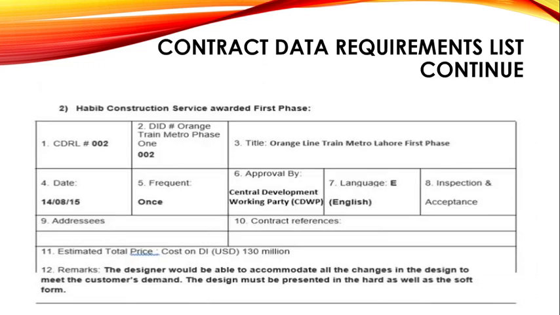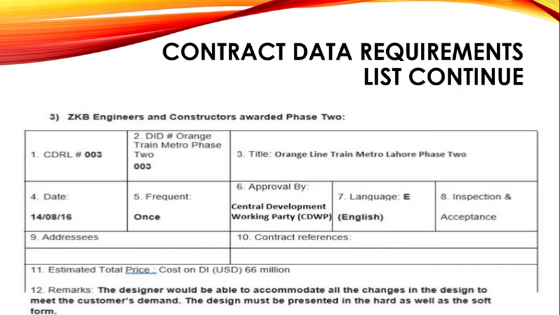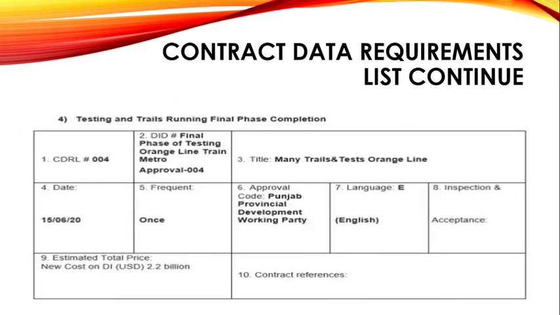In the next phase, Habib Bank construction was the first phase, which was of 130 million rupees. In the second phase, taken by the ZKB engineers construction, it was 66 million dollars. The last phase was delayed due to some governmental issues in Pakistan, so it was late, and it was finally completed.